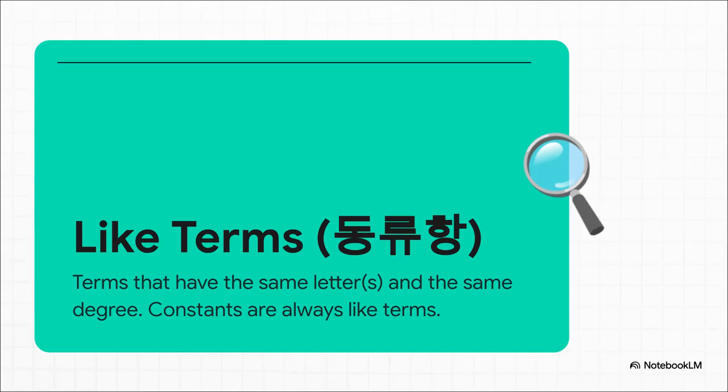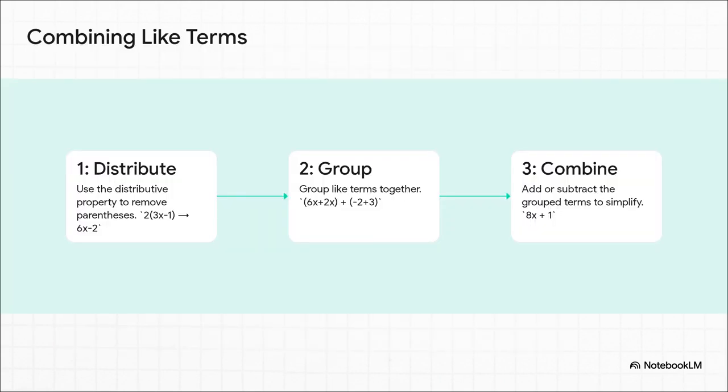And here's the most important rule for simplifying. You can only combine like terms. What does that mean? Well, it means they have to have the exact same letter raised to the exact same power. So yeah, you can add 5x and 3x together, but you absolutely cannot combine 5x and 3x squared. They're different things. And any plain old numbers without letters, we call those constants, and they're always like terms with each other.